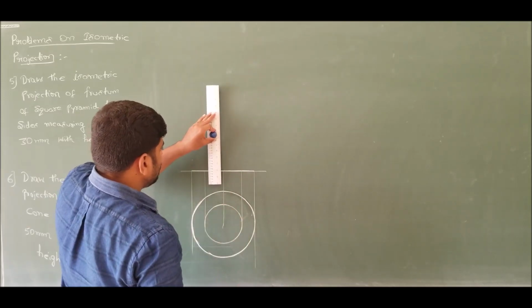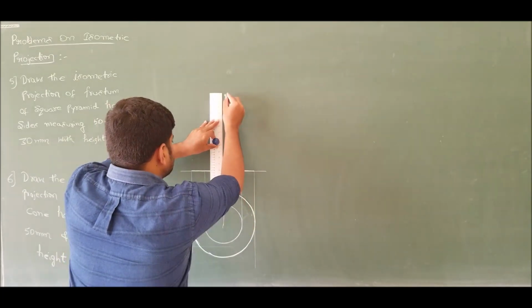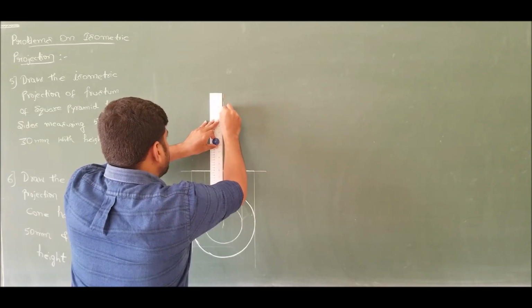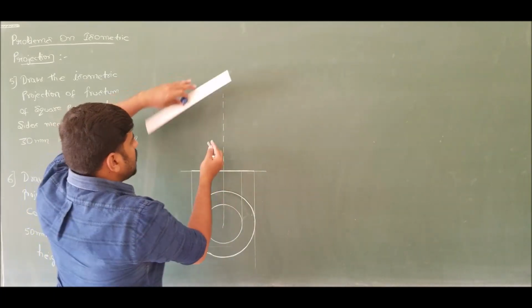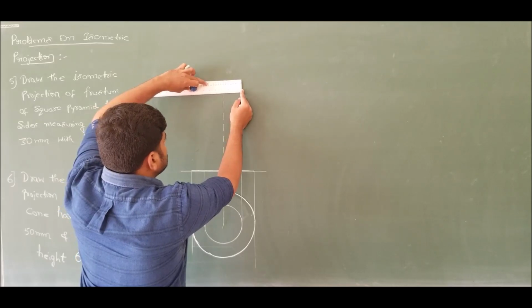And mark the axis. The height of the axis is 60 millimeters. If I mark the height, I will get. Now on either side of this axis, mark 15 millimeters.